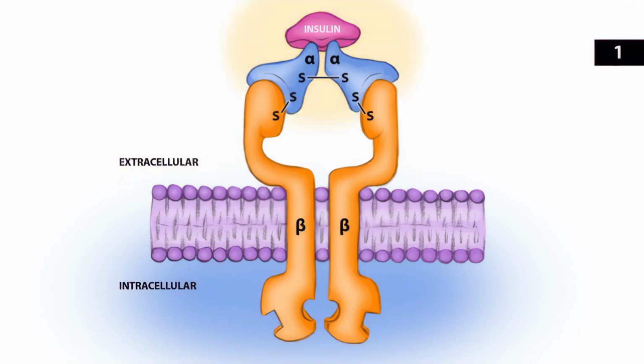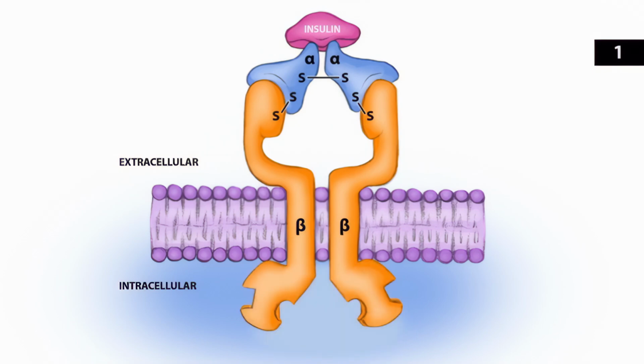And when insulin binds to the alpha subunits, that causes a conformational change in the receptor, which allows the beta subunits to autophosphorylate. And that in turn allows the tyrosine kinase domain to start phosphorylating other proteins to have some downstream effect.